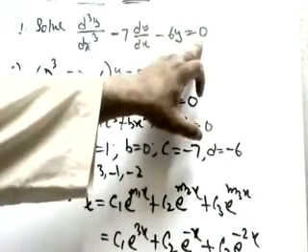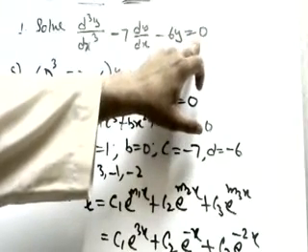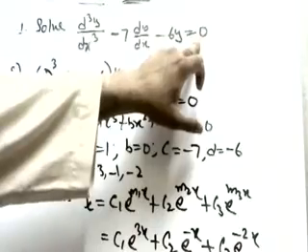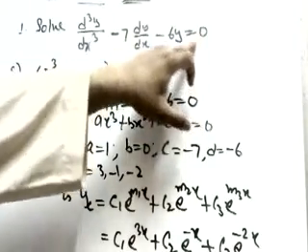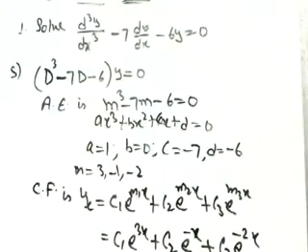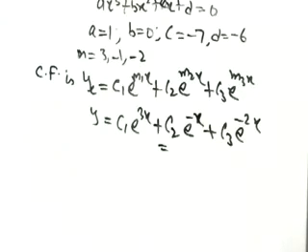Watch carefully. When the right side equals 0, we don't have any particular integral. So this is the answer, only the complementary function. Therefore, the solution is y equals c1 e power 3x plus c2 e power minus x plus c3 e power minus 2x.